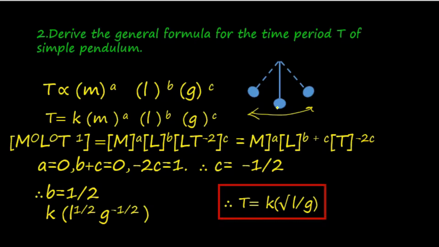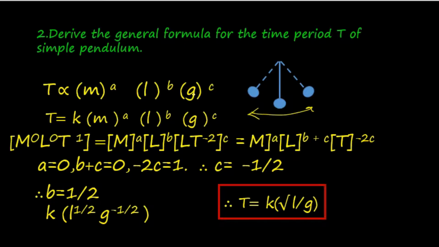We can assume that the time period of the pendulum depends upon the mass of the bob and the length of the pendulum. It also depends on acceleration due to gravity. Let us assume T is directly proportional to m raised to a, l raised to b and g raised to c. I have already done the board work here so that we can save some time.